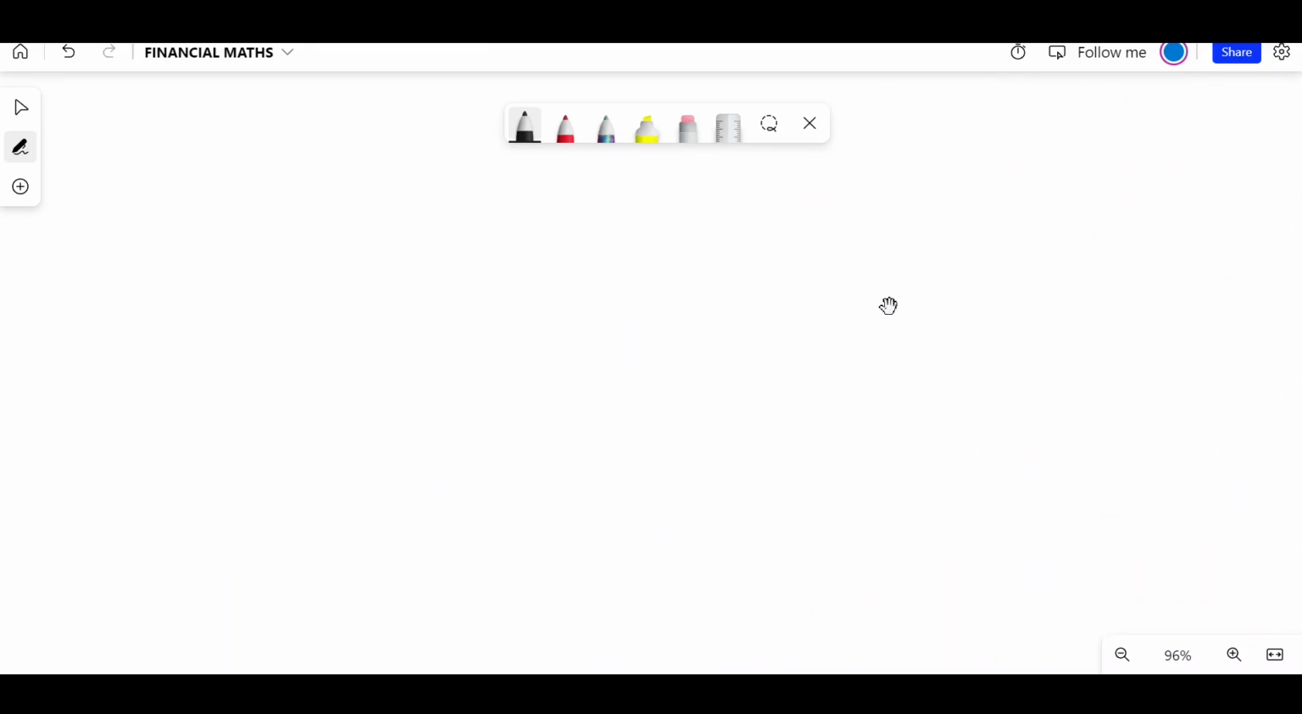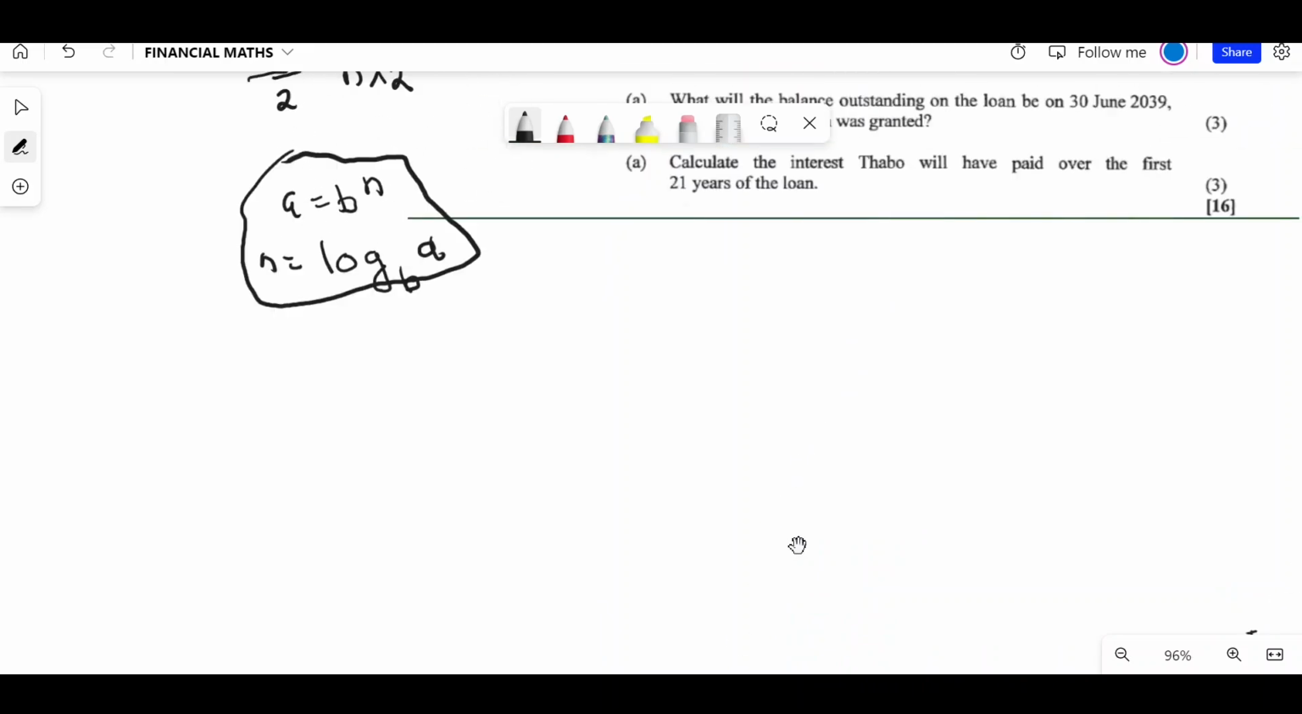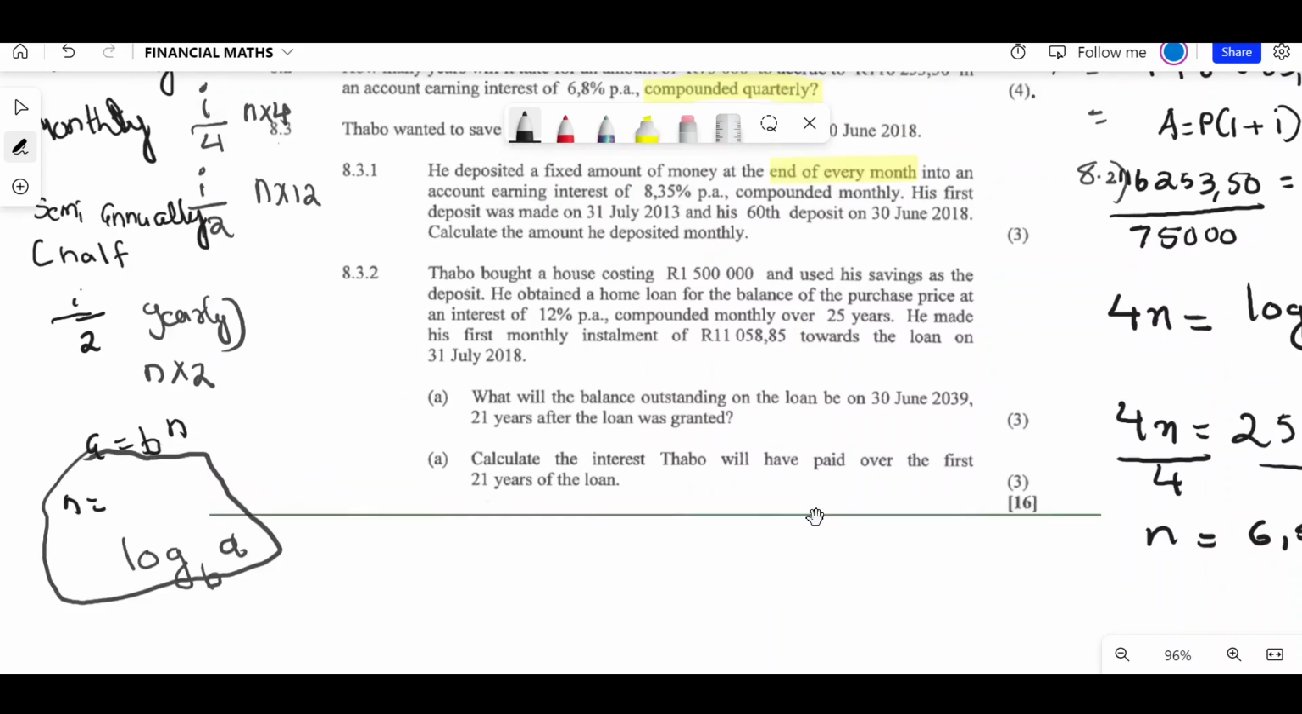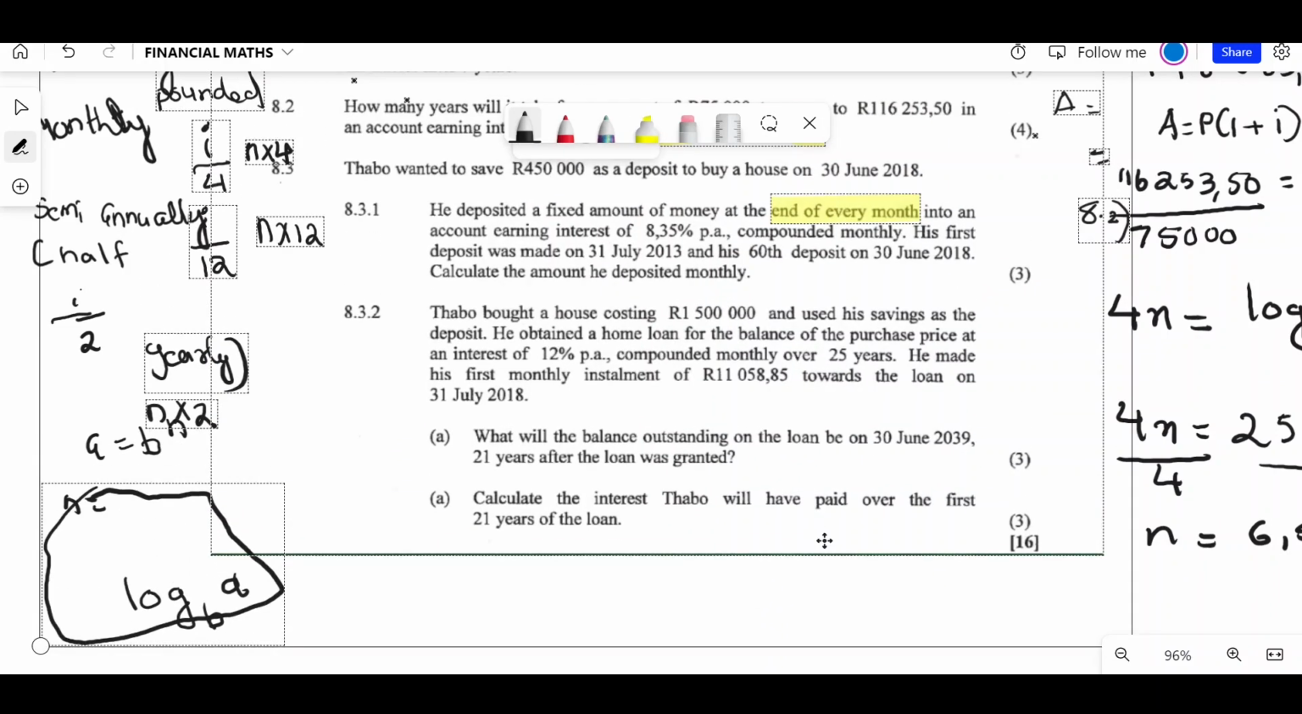Now we were doing question 8. Yeah, this is what we were doing in the last lesson. We stopped with 8.2. Now we are going to do 8.3. Okay, let's see 8.3 now.